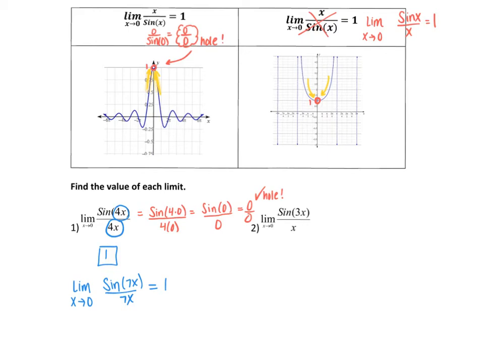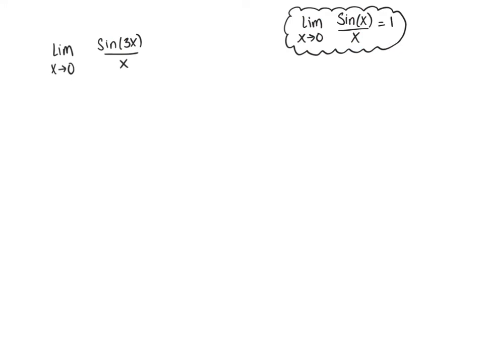All right, so just for purposes of space, I'm going to do number 2 on a separate sheet. Feel free to fit it there if you can. Number 2 says, I want to find the limit as x approaches 0 of sine of 3x over x. My first step is always going to be direct substitution, as always. So we have sine of 3 times 0 over 0. 3 times 0 is 0, and we know that sine of 0 is 0. So 0 over 0 means we have a hole.